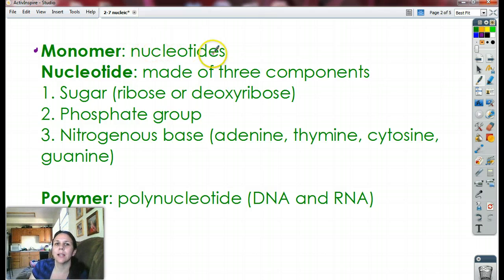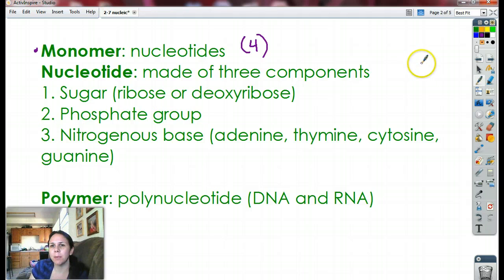So a nucleotide. There are 4 different kinds, just like there were 20 different kinds of amino acids and a couple of different types of monomers for carbohydrates. So there are 4 different types of nucleotides that make up nucleic acids. The nucleotide itself is also made up of 3 different things. This is where it gets a little confusing, as you can see.